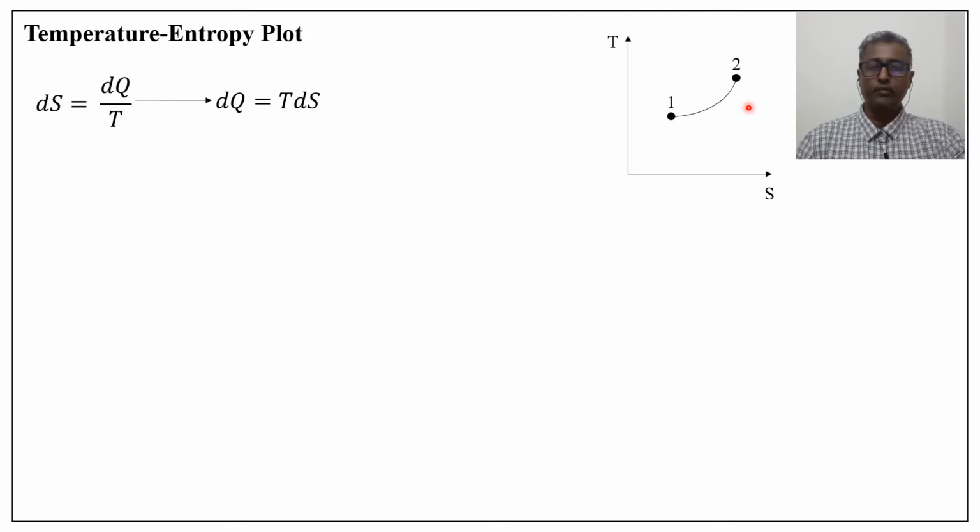This is a differential form. To calculate the heat transfer between the end states 1 and 2, we need to integrate this equation. Upon integration, this yields Q is equal to integral 1 to 2 TdS. What is this integral TdS? With respect to this TS diagram, integral TdS between the limits 1 and 2 is nothing but the area under the curve.